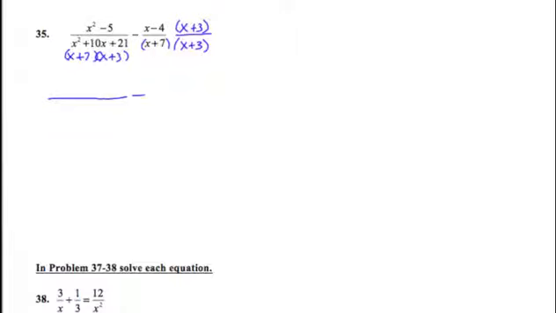This fraction on the left really doesn't need to change at all. It already had the correct denominator. So I'm going to leave that numerator the same. X squared minus 5. Okay, right side, the denominator is going to match x plus 7, x plus 3.